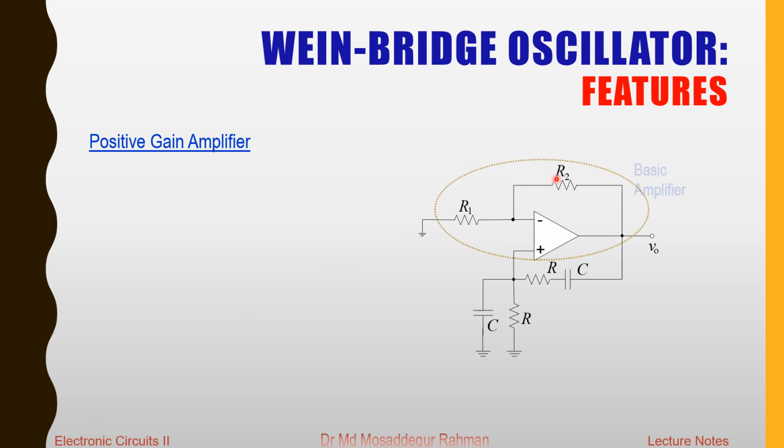So this is the basic amplifier of this oscillator circuit, which is a non-inverting one with positive gain, and below that, this RC circuit makes the frequency selective feedback network. So it samples the output voltage and produces a feedback voltage that is applied to this non-inverting input terminal, and that is amplified by this non-inverting amplifier.